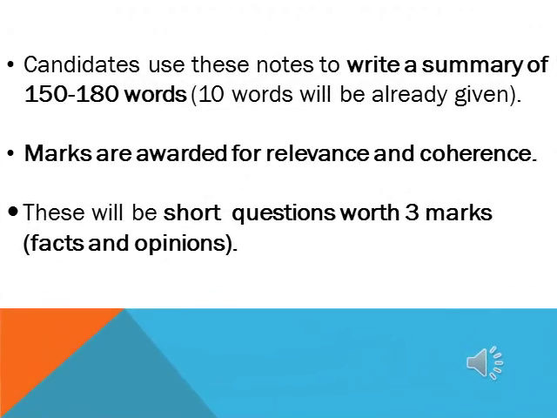You are required to write a summary out of the notes that you have developed. The summary should be of 150 to 180 words, including the 10 words that are already given to start off the summary. For this task, 10 marks are reserved and they would be awarded for relevance and coherence. The third task is to answer the short questions, which would be of 3 marks. They would be based on facts and opinion.